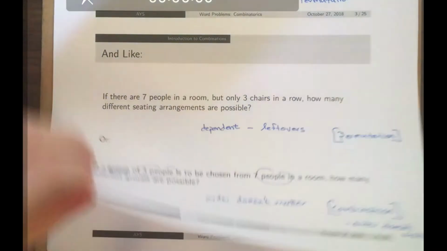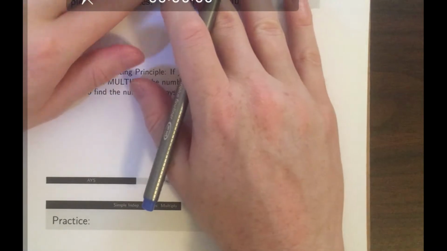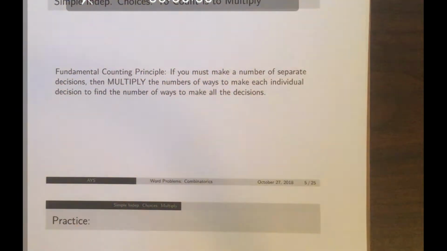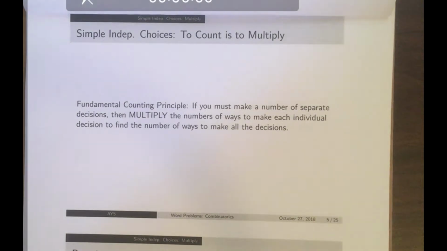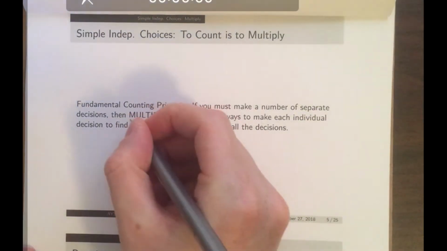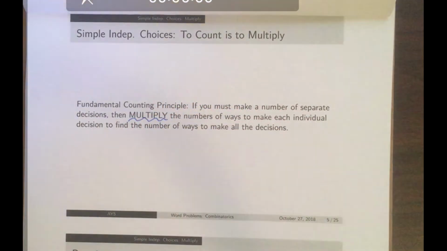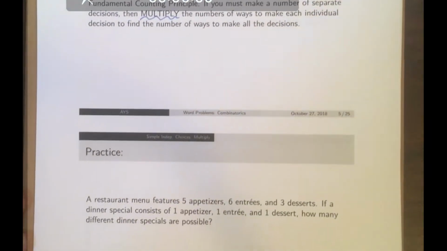Okay, so let's start with independent choices. That's like the very first question we saw. And we see the fundamental counting principle: if you must make a number of separate decisions, then your primary function is multiplication. Pretty simple. We've all done questions like this before. So let's take a look.